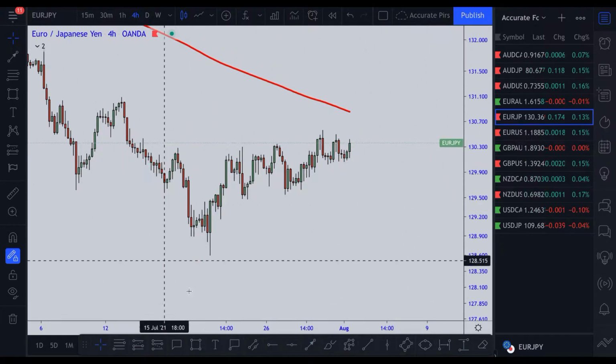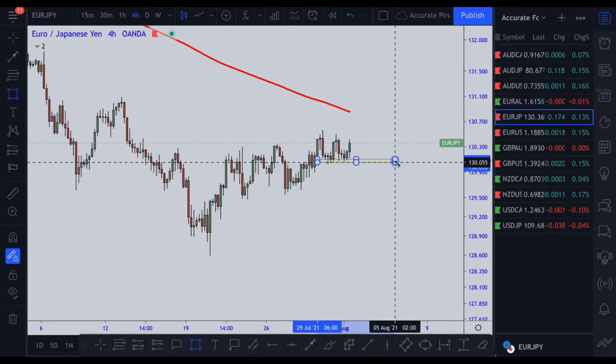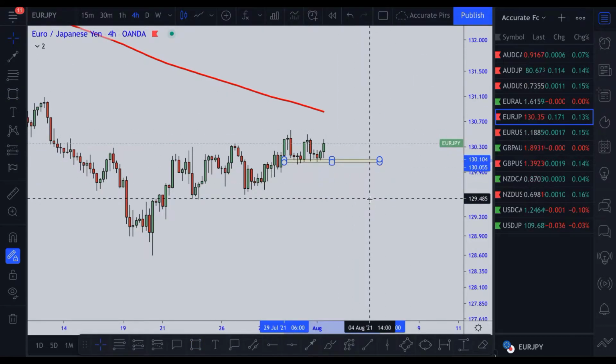So with EURUSD, I'm waiting for price to break around this level. Once it breaks below this level here, if I get a nice close below this level, then I'm going to be looking to take a short trade.